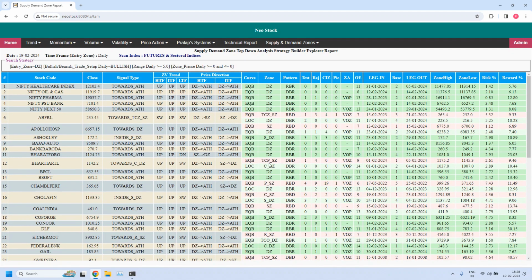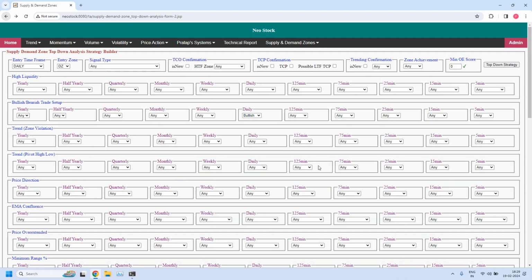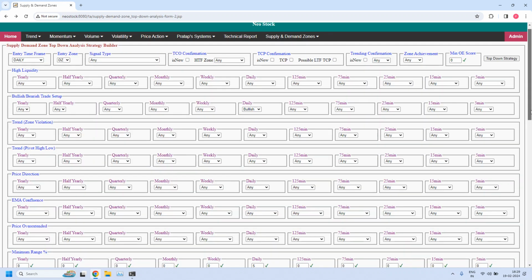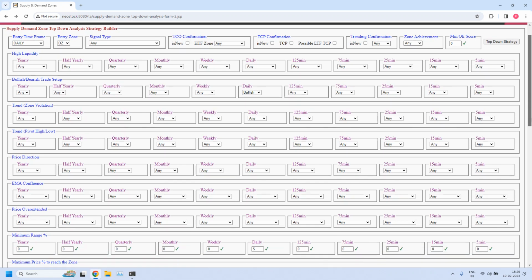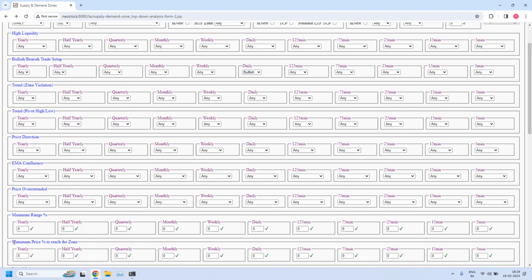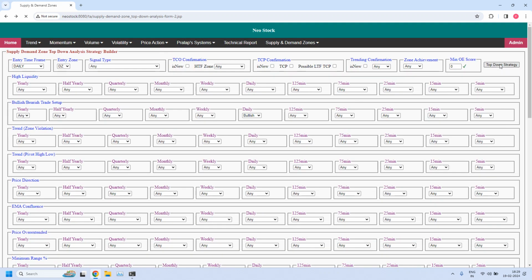Okay, is there any other way to filter further? Yes. From this, let us check stocks near the demand zone, so that it is easy for us to get an entry. At what percent? 1% near to the demand zone. For that, there is a parameter called maximum price percent to reach the zone. In this parameter, in daily, let me set the value 1. 1 indicates 1% near to the demand zone. Within 1% near to the demand zone, whatever stocks are there will be listed.